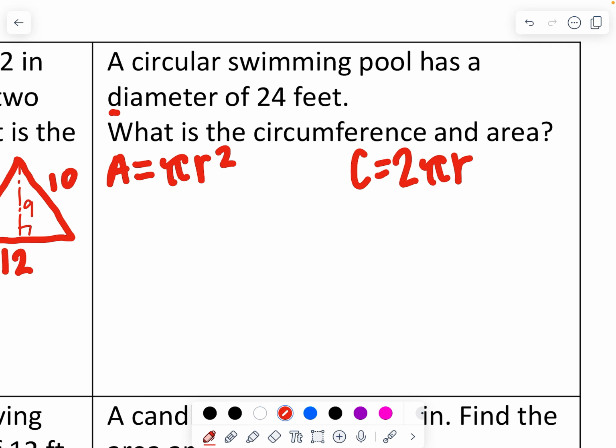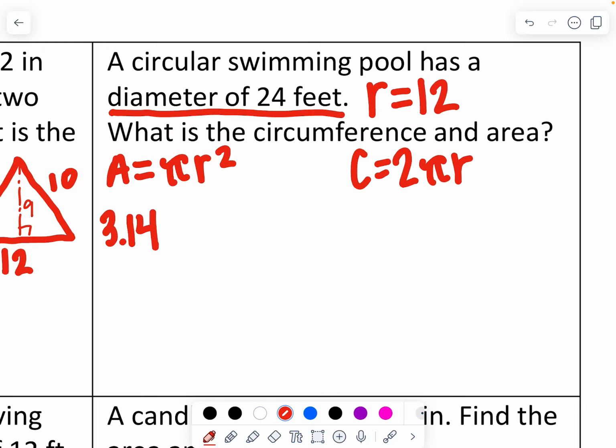If the diameter is 24 feet, how do I find my radius? Well, the radius is half of the diameter, so I need to divide that by 2. If the diameter is 24 feet, that means our radius is 12 feet. That's the number we're going to be using when we solve these problems. So for the area, we have pi r squared. We know pi is 3.14.